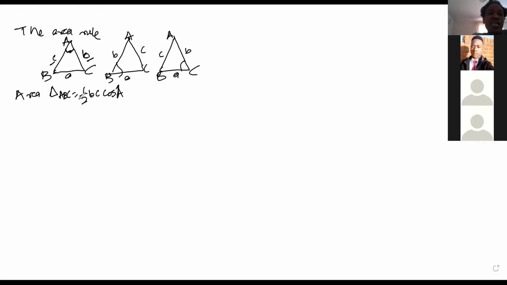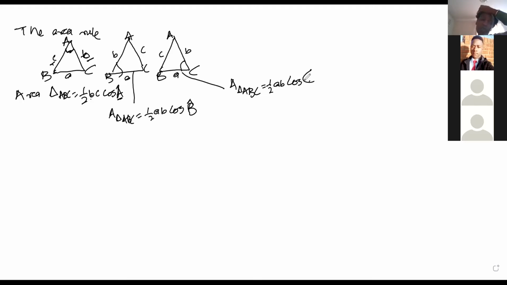Area of triangle ABC will be half base, half BC times cos A. So you are given the two sides and that angle. The angle is the one included between the sides. Then for this one, the area of triangle ABC will be half AB, the included angle is B. Here, the area of triangle ABC will be half AB cos C. I'm not going to prove these ones because they will take time.